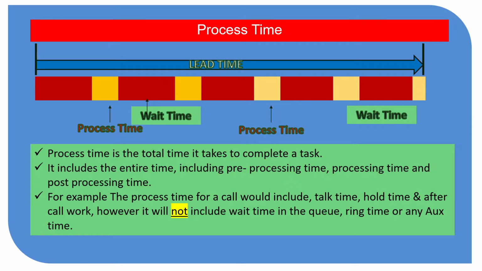The first is process time. It is the total time it takes to complete a task. The total time includes the entire time, including pre-processing, processing and post-processing time. To understand with an example, the process time for an inbound call would include talk time, hold time and after call work. However, it will not include wait time in the queue, ring time or any aux time.